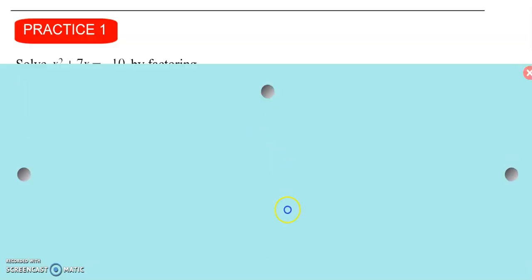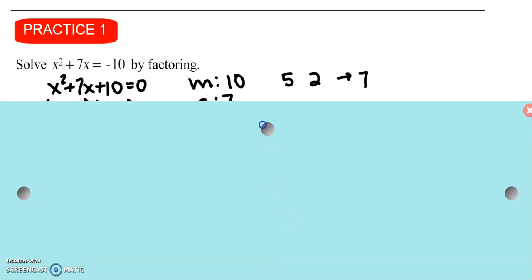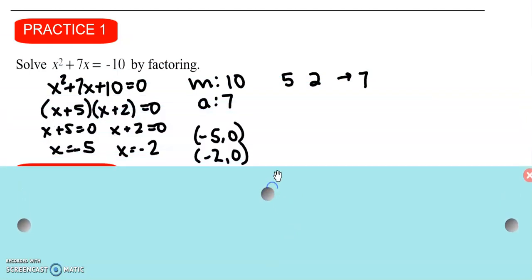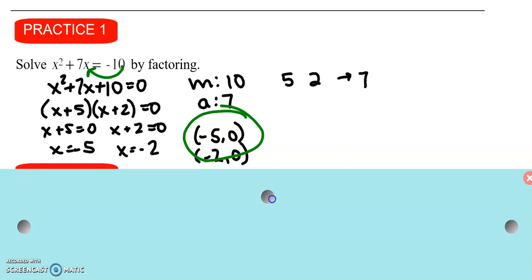All right, so hopefully you paused the video and you tried on your own. Let's talk through them a little bit. I'm looking for things that multiply to 10, because I moved the 10 to the other side. I have to start in standard form. So things that multiply to 10 but add to 7, well, that's going to be positive 5 and positive 2. So I factored, set each of the pieces equal to 0 because of that zero product property, and I end up with these two roots or x-intercepts.